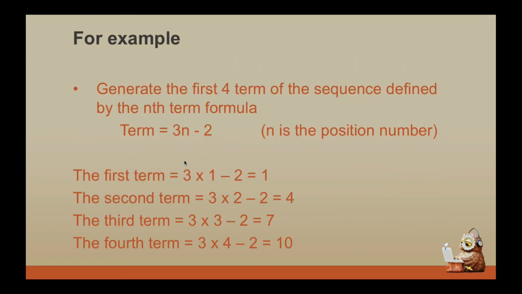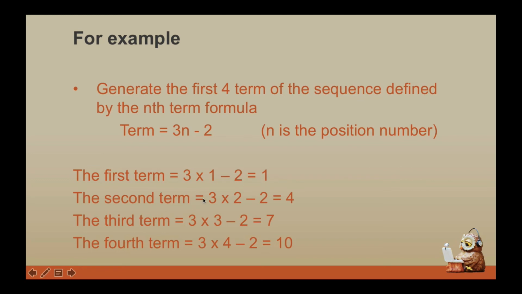For example, generate the first 4 terms of the sequence defined by the nth term formula. The nth term equals 3n subtract 2. n is the position number. The first term equals 3 multiply with 1 subtract with 2. So multiply and subtract, of course first we multiply. So the result is 3 and then minus 2 equals 1.